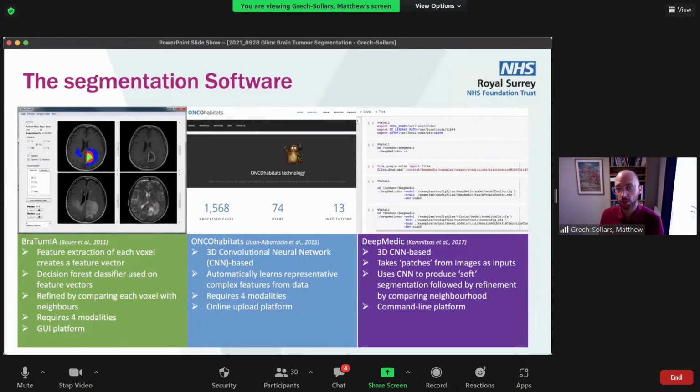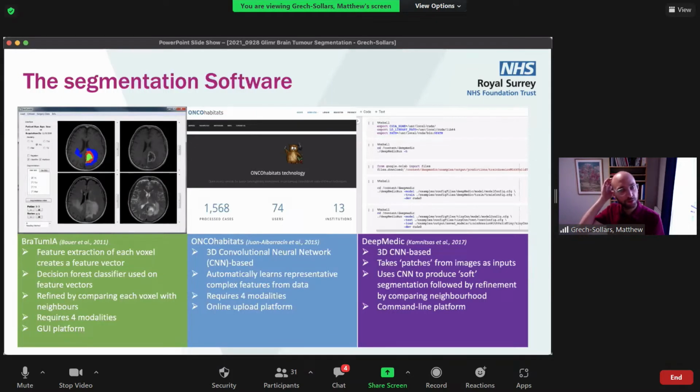The third software, which is DeepMedic, is also convolutional neural network-based software. We used Google Colab, so we had access to GPUs in that way. So it's command line based, so probably the least user-friendly of the three software. But as you'll see in the results, it did give quite good results.